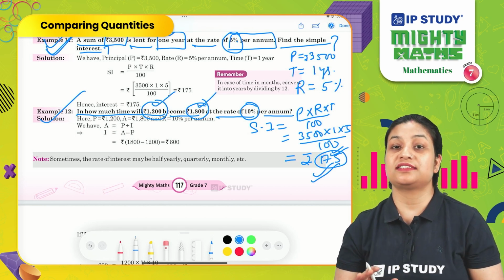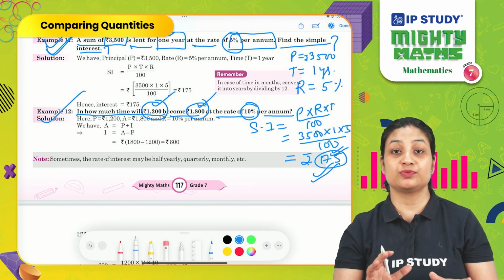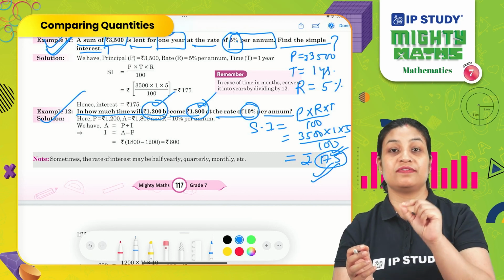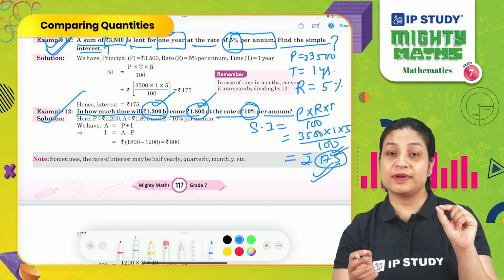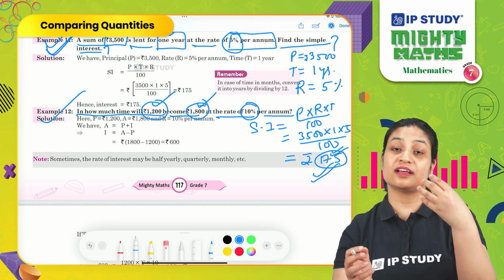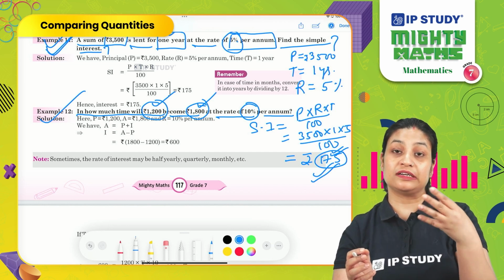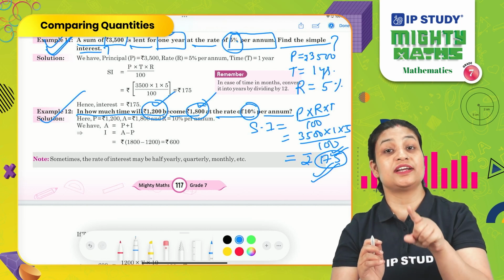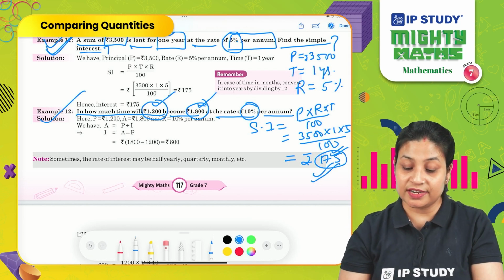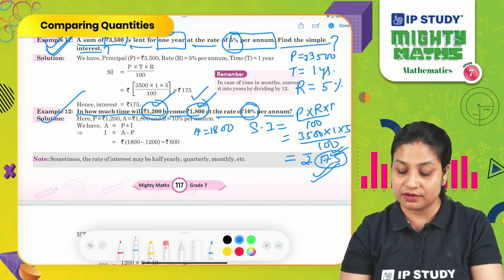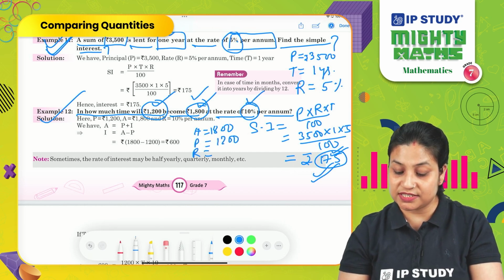While dealing with these types of questions, students generally get confused about which one is amount and which one is principal. So always remember, amount is always greater than principal, because principal is the money that you have taken from somewhere, and amount is the money that you are going to return plus the extra money that you have to pay as interest, right? So here, which one is greater? 1,800 is greater. It means amount is 1,800 rupees. Principal is 1,200 and rate of interest is 10%.